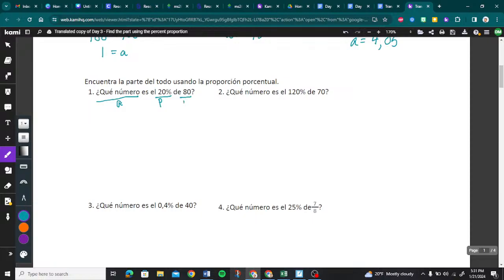percentage, todo. So we have la part 80 is 20 over 100. Cross multiply. 100A equals 1600. Divide both sides by 100. And A is 16.